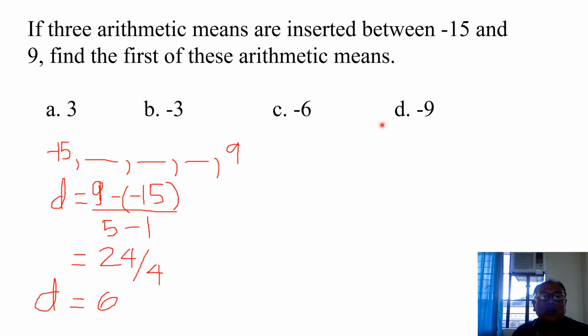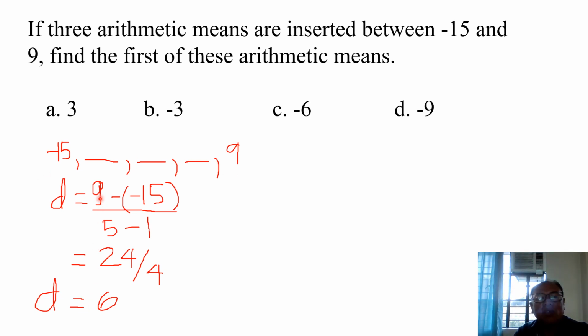So first, we're going to write the given. Since we have three arithmetic means to be inserted between negative 15 and 9, we're going to write it this way: negative 15, blank, blank, blank, and then 9. The easiest way to solve this is to solve for d. If we know the common difference, we simply add it to the first term and the succeeding terms to get the terms in between negative 15 and positive 9.